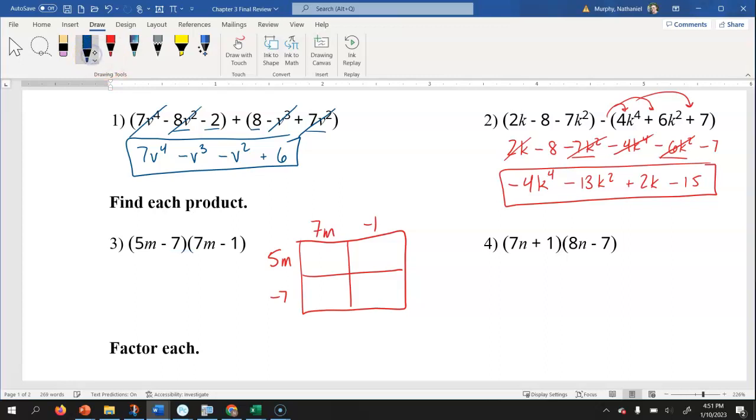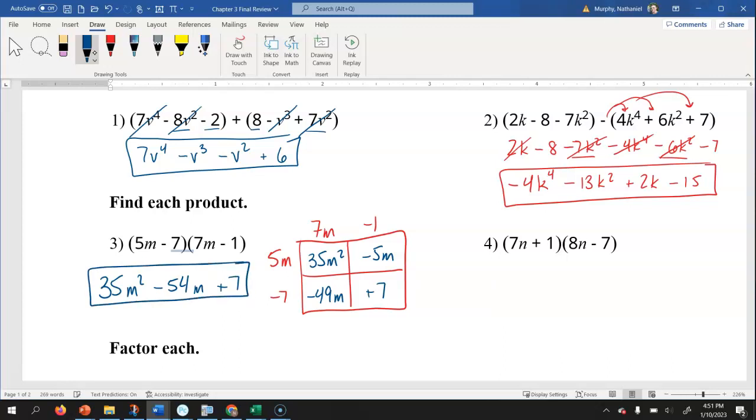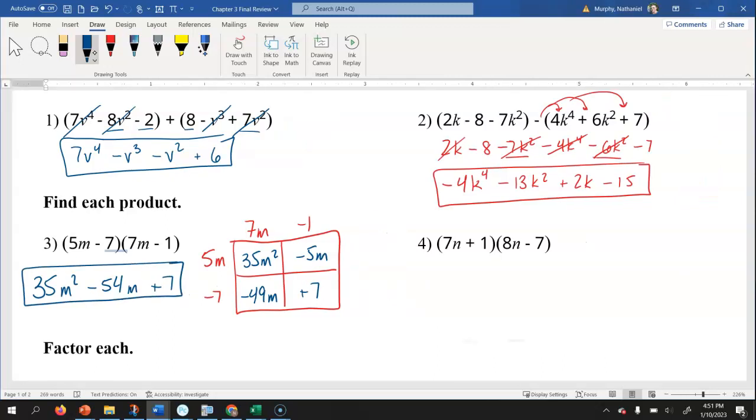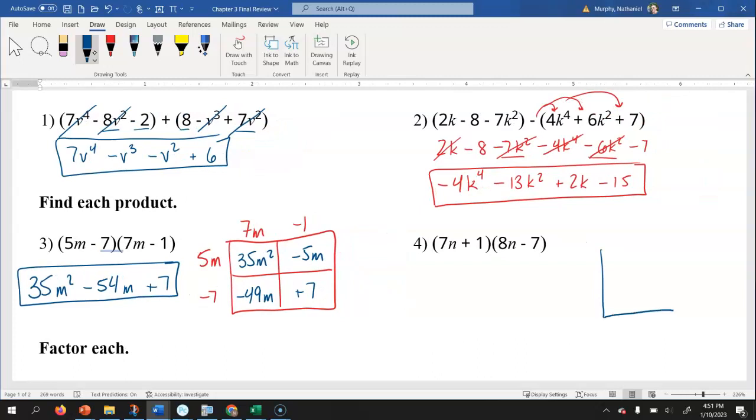When you multiply these together, we would get 7m times 5m, that's 35m squared. This would become a minus 5m. Negative 7 times 7m, that was negative 49m. And negative 7 times negative 1, that's a positive 7. So we would have 35m squared, and then negative 49m and negative 5m, that's negative 54m, and then the plus 7. That'd be your answer. All right, we can do the same thing with the next one.